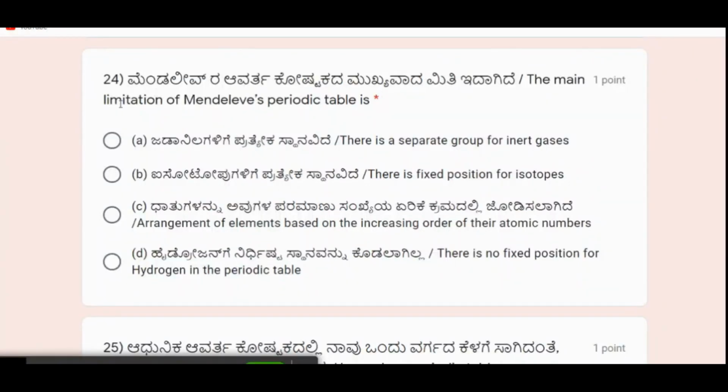24th question. The main limitation or drawback of Mendeleev's periodic table? The four options are: there is a separate group for inert gases, there is fixed position for isotopes, arrangement of elements based on the increasing order of their atomic numbers, and there is no fixed position for hydrogen in the periodic table. So the correct option for 24th question is D. There is no fixed position for hydrogen in the periodic table. This is one of the drawbacks of Mendeleev's periodic table.